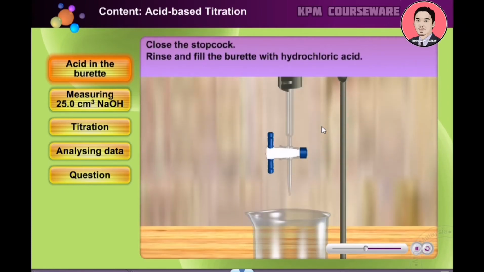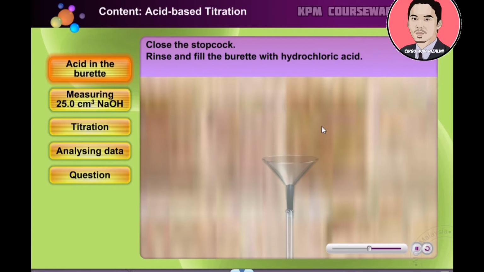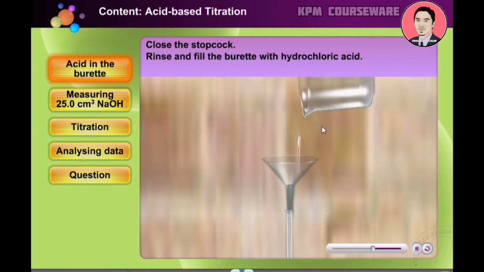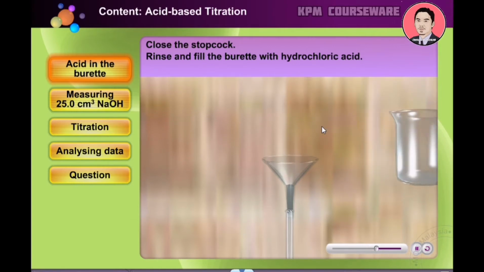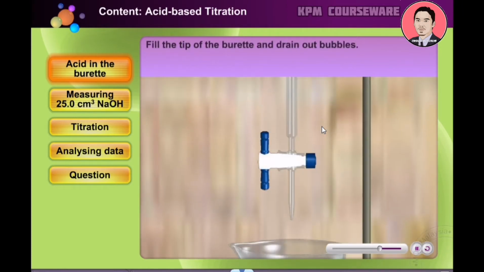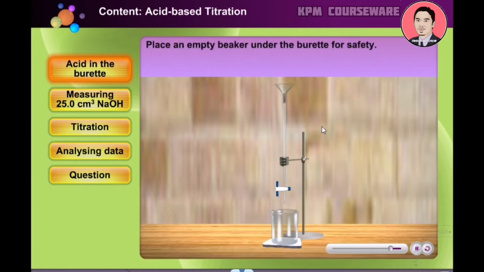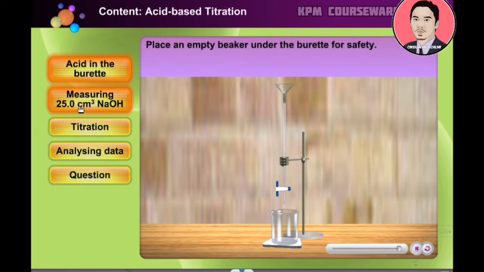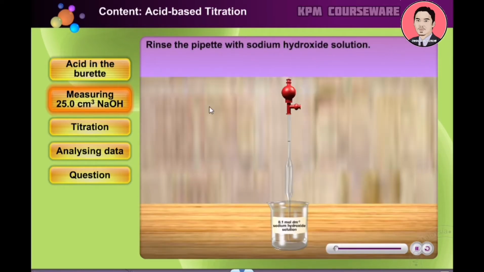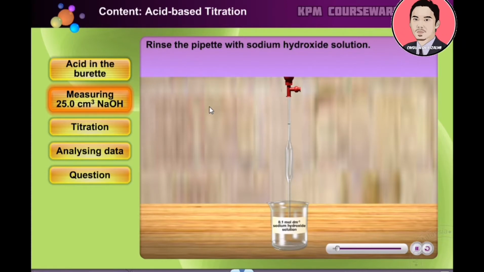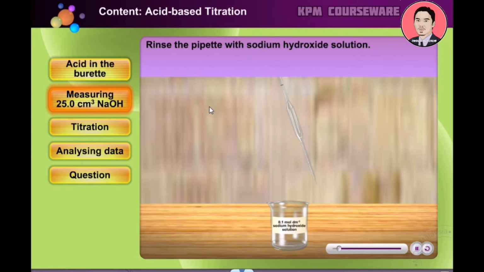Close the stopcock and fill the burette with 50 cubic centimeters of hydrochloric acid. Open the stopcock to fill the tip of the burette with hydrochloric solution and to remove bubbles. Place an empty beaker under the burette. Now, the burette is ready to be used. Rinse the pipette. Withdraw 2 to 3 cubic centimeters sodium hydroxide solution with a pipette bulb.